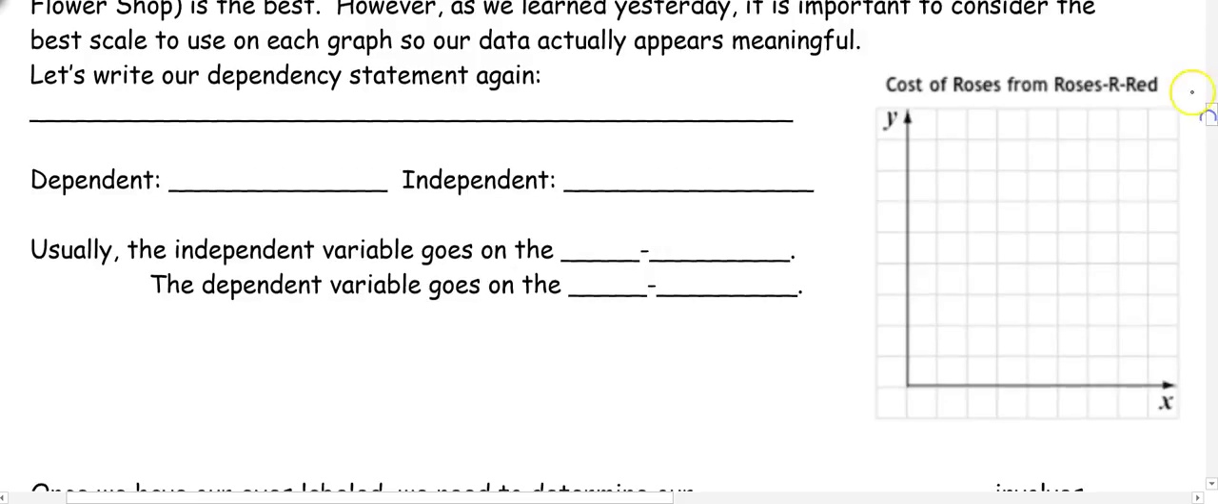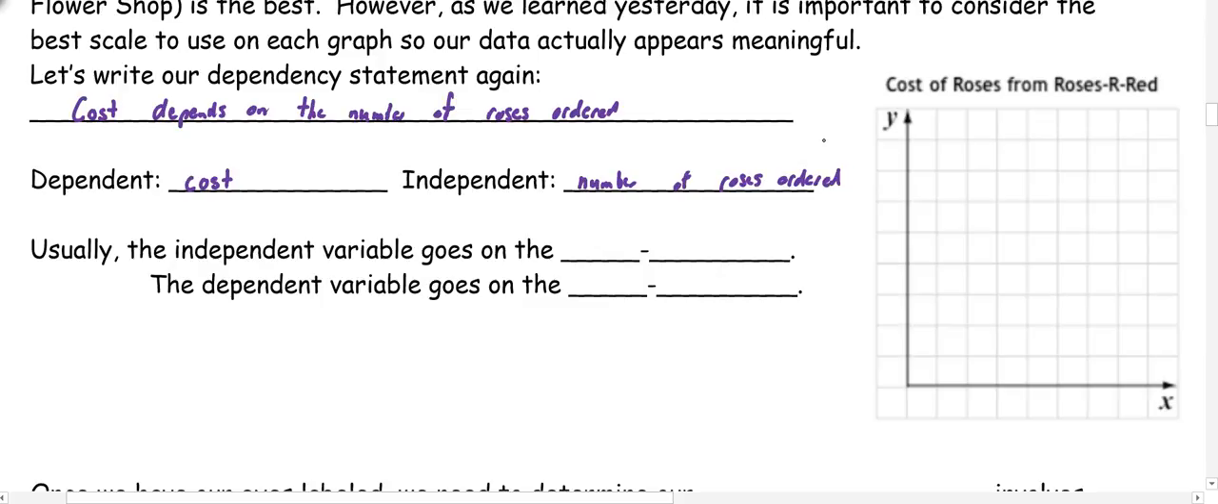So remember, thinking back to the Roses Are Red and the Flower Power, we were comparing the cost to the number of roses. So we're going to say that the cost depends on the number of roses ordered. So in this case, our dependent variable is the cost, and our independent variable is the number of roses ordered.